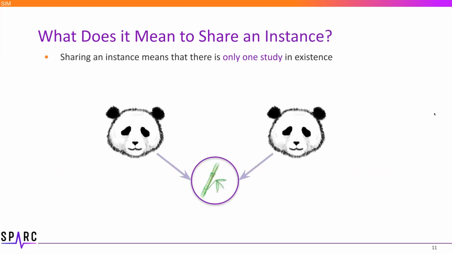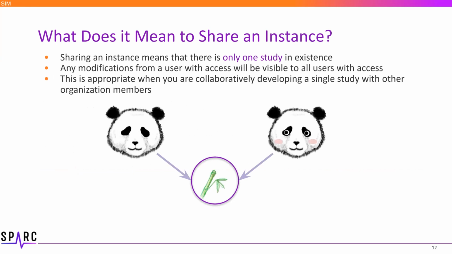Now, what do we mean when we say sharing an instance of a study? Sharing an instance is meaning that there's only one study that exists. So that means that any modifications that a user does, one of the users who has access, will affect that study for everyone who has access to that study. So this is an appropriate thing to do when you're working collaboratively on a study. So if one person is developing code that someone else needs access to and is also developing on, then this is a reasonable option for sharing an instance of a study.